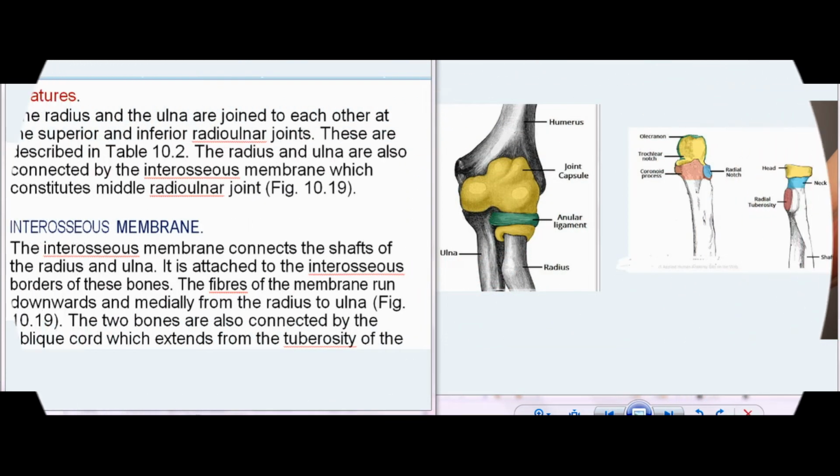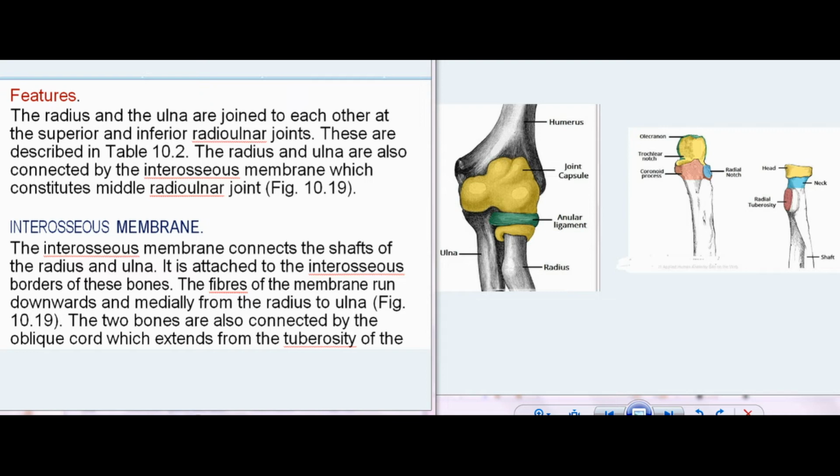Learn the movements of supination and pronation on dry bones and on yourself. Features. The radius and the ulna are joined to each other at the superior and inferior radio-ulnar joints. These are described in Table 10.2. The radius and ulna are also connected by the interosseous membrane which constitutes the middle radio-ulnar joint, Fig. 10.19. Interosseous membrane. The interosseous membrane connects the shafts of the radius and ulna. It is attached to the interosseous borders of these bones. The fibers of the membrane run downwards and medially from the radius to ulna, Fig.